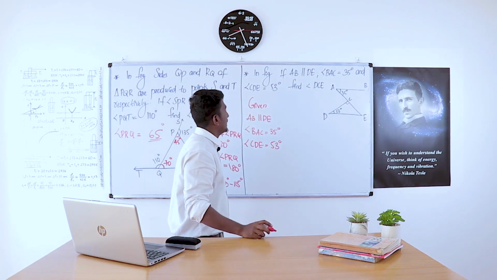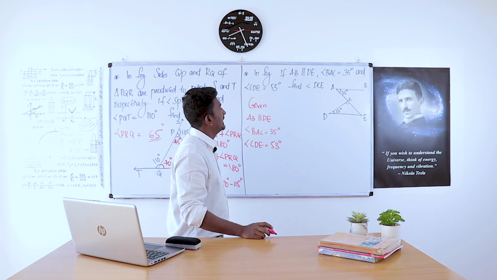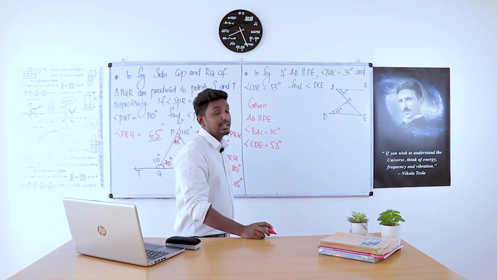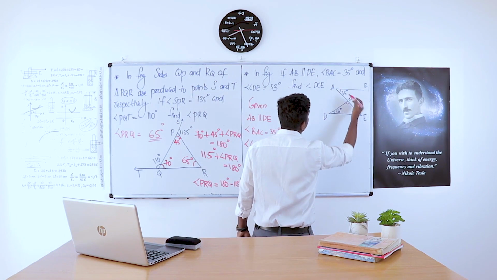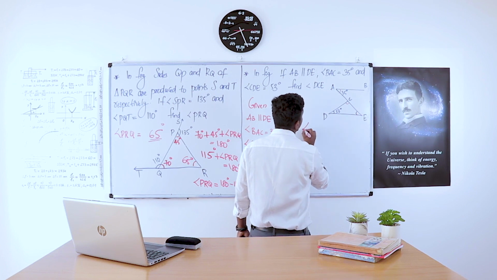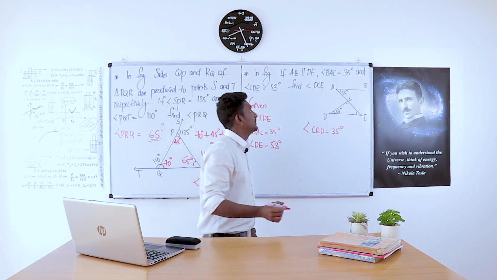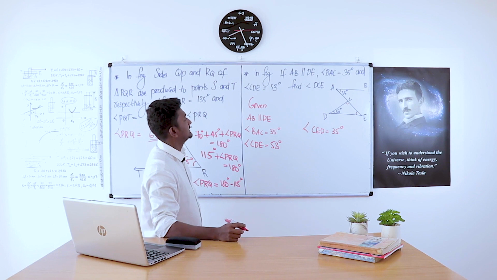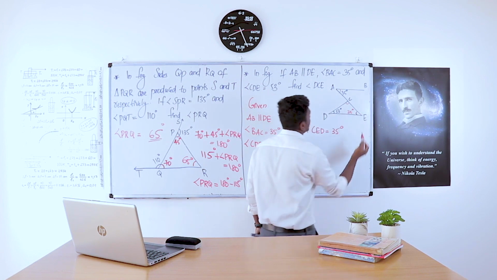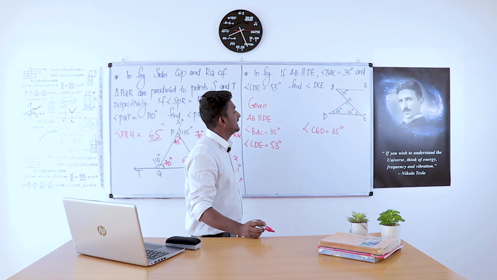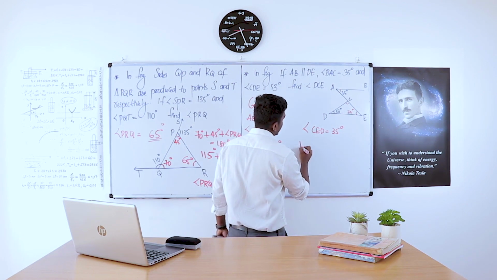Already we know that AB and DE are parallel. For parallel lines, if a transversal intersects them, then alternate interior angles are equal. Then this angle of 35 degrees and this angle are alternate interior angles. Therefore, angle CED is equal to 35 degrees, the same as angle BAC. This is because alternate interior angles are equal. Now, this can be marked as 35 degrees.